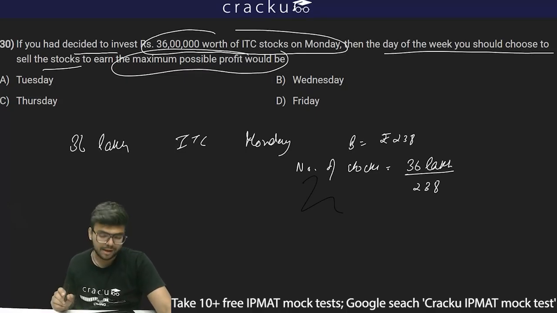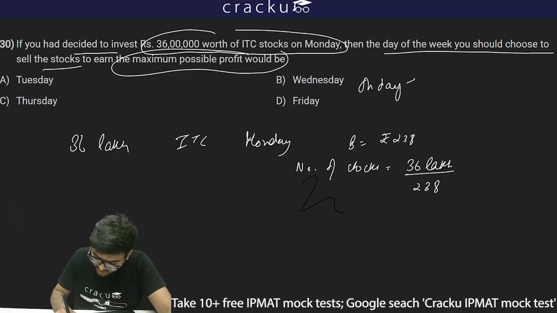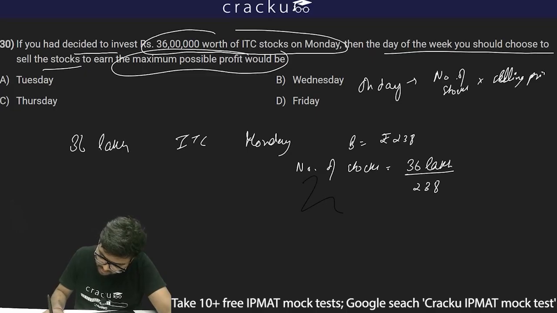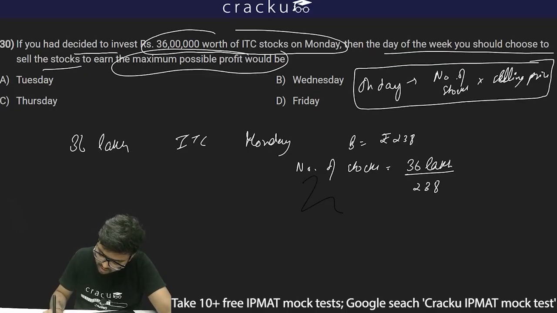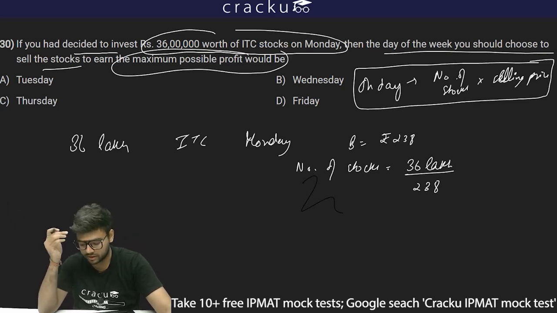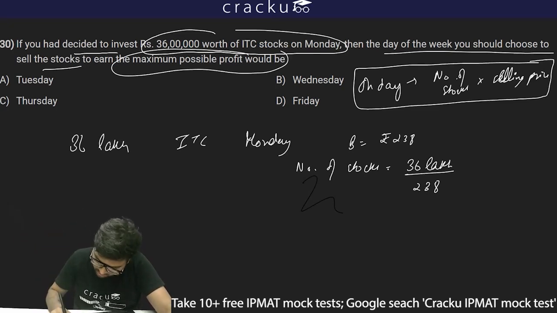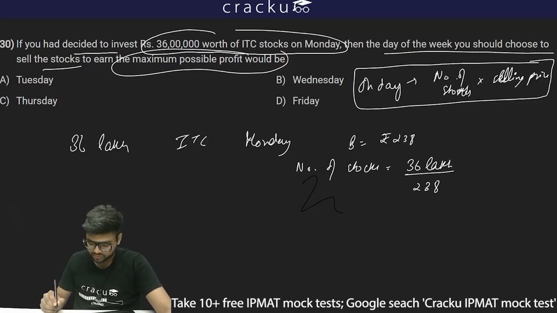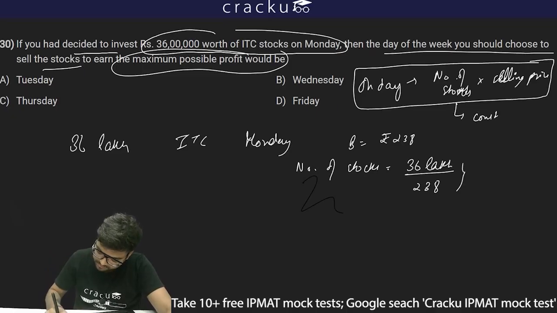And what will be the amount he will get on Tuesday? On any day, he will get the amount: number of stocks into selling price. Let's say if he is selling on Tuesday, the amount he will get will be the number of shares, which is this, multiplied by the selling price. Now the number of shares is a constant value.